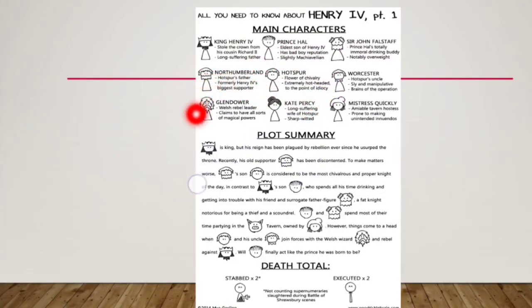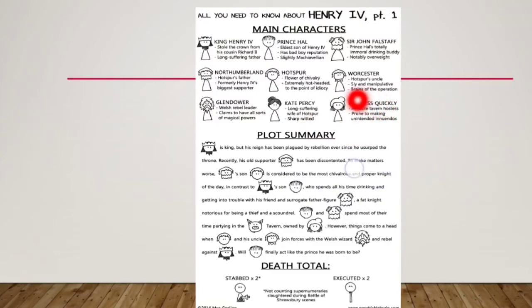Now there is Glendower. Glendower is a Welsh rebel, and he claims to have all sorts of magical powers, somewhat like our Merlin in Arthurian legends. Glendower is a Welsh rebel leader, and he claims to have all sorts of magical powers. Then there is Kate Percy, who is Hotspur Percy's wife. She is portrayed as being a long-suffering wife of Hotspur Percy, but she is a sharp-witted woman.